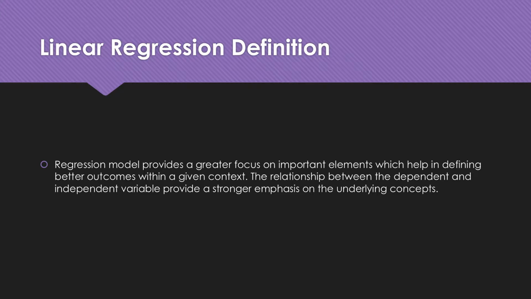Linear regression definition. A regression model provides a greater focus on important elements which help in defining better outcomes within a given context. The relationship between the dependent and independent variable provides a stronger emphasis on the underlying concepts.